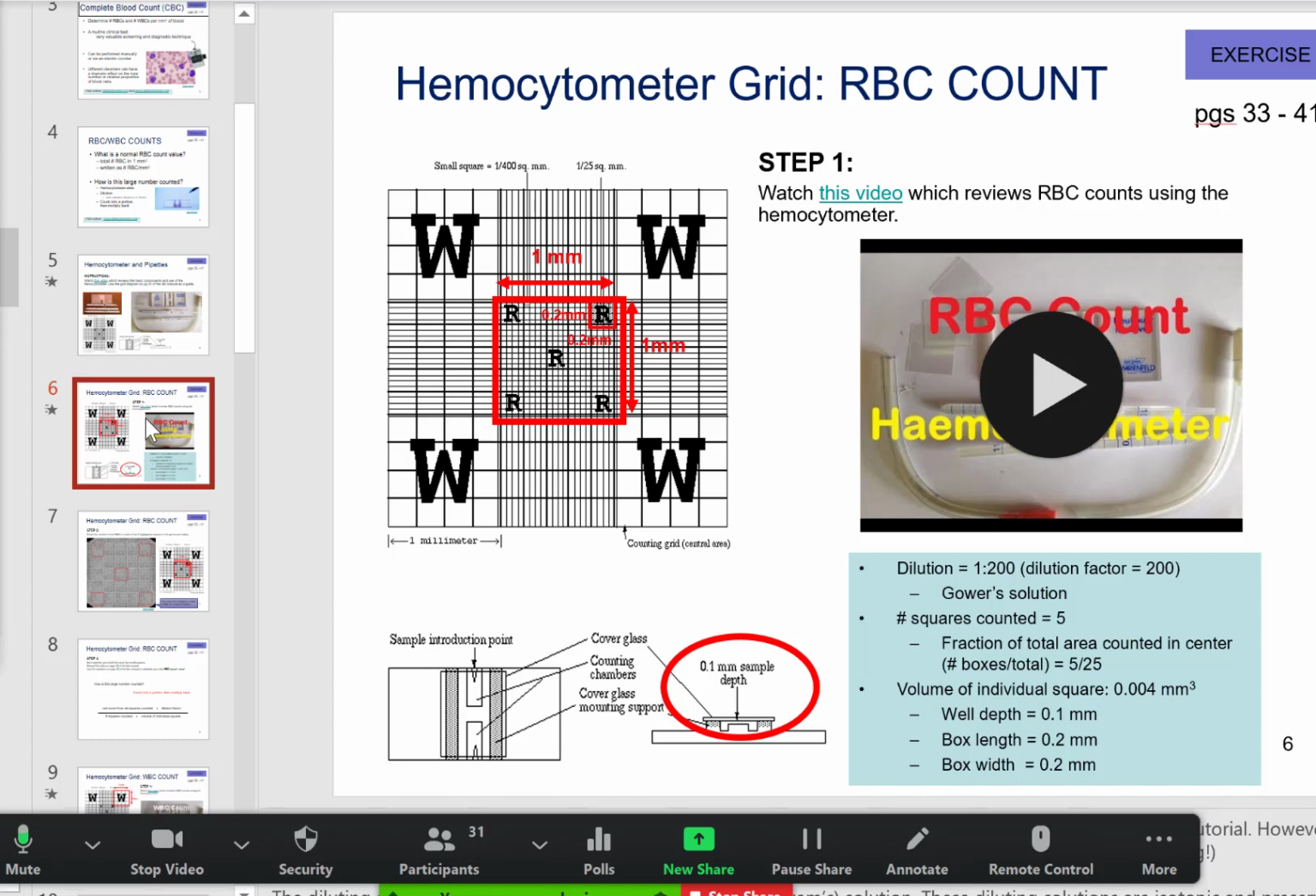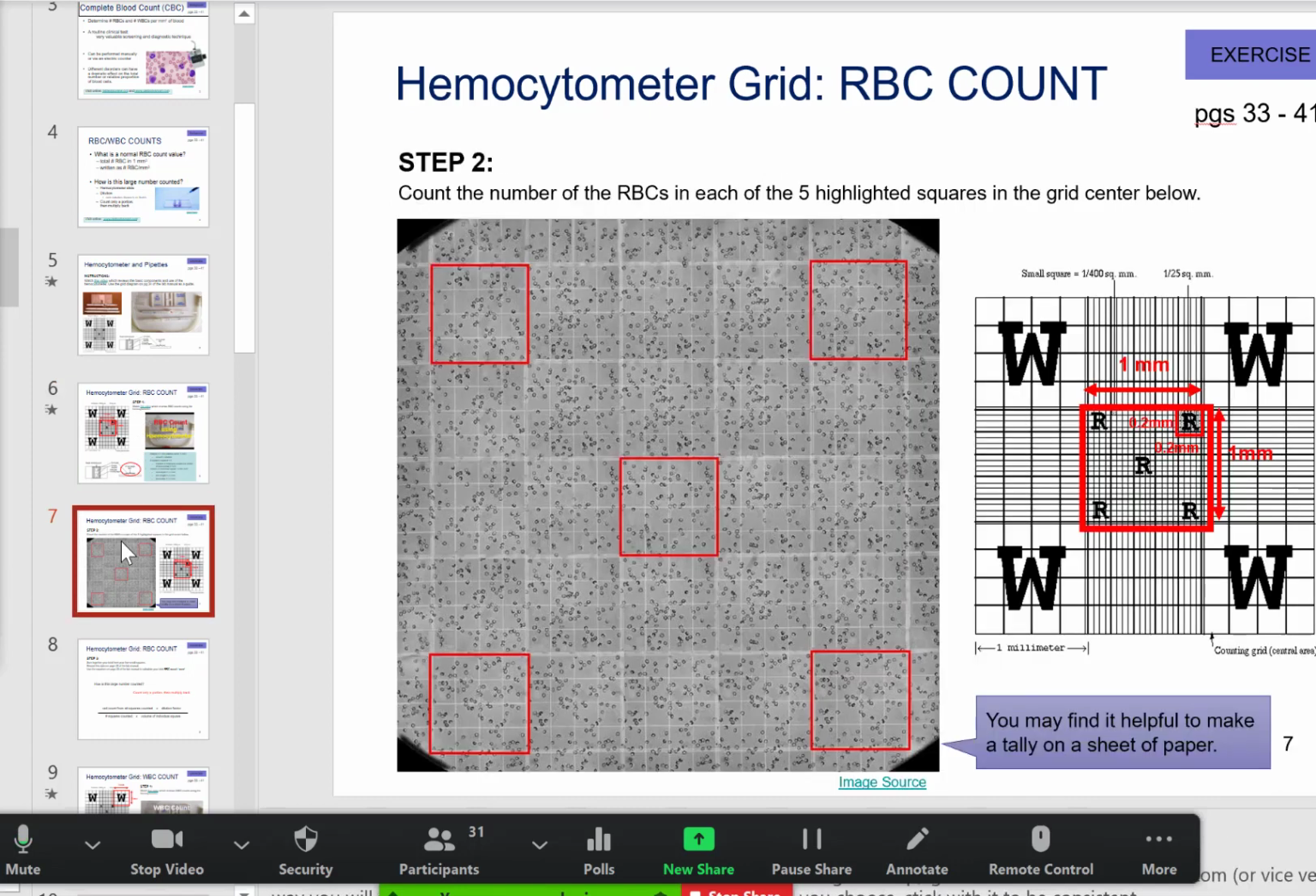So notice, even though we're counting 5 squares, the actual volume of these squares is 0.004 cubic millimeters. All I did was multiply 0.2 by 0.2 by 0.1. That's how we calculate volume. So we're counting a much smaller square, and we're diluting our red blood cells, a 1 to 200 dilution. Here's where we begin counting.